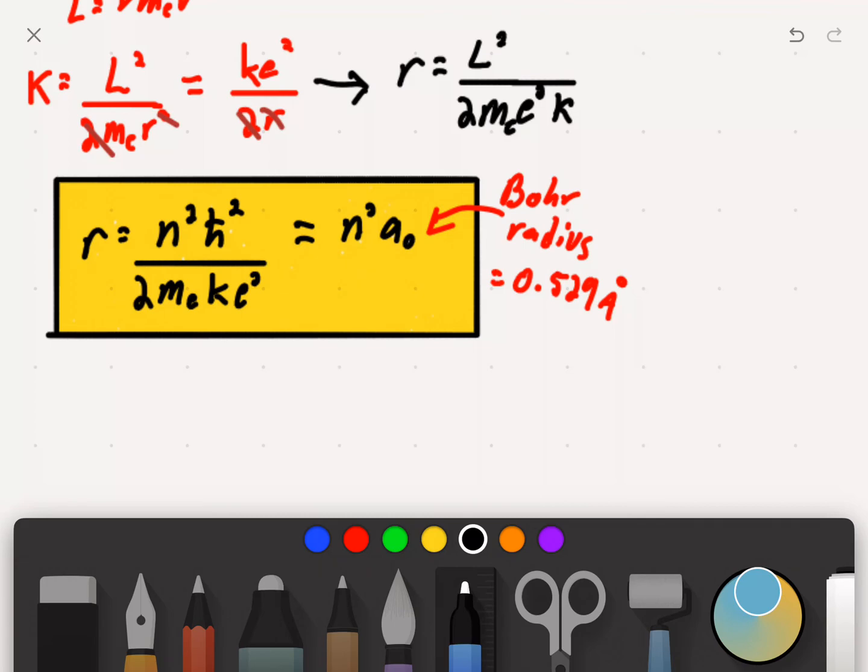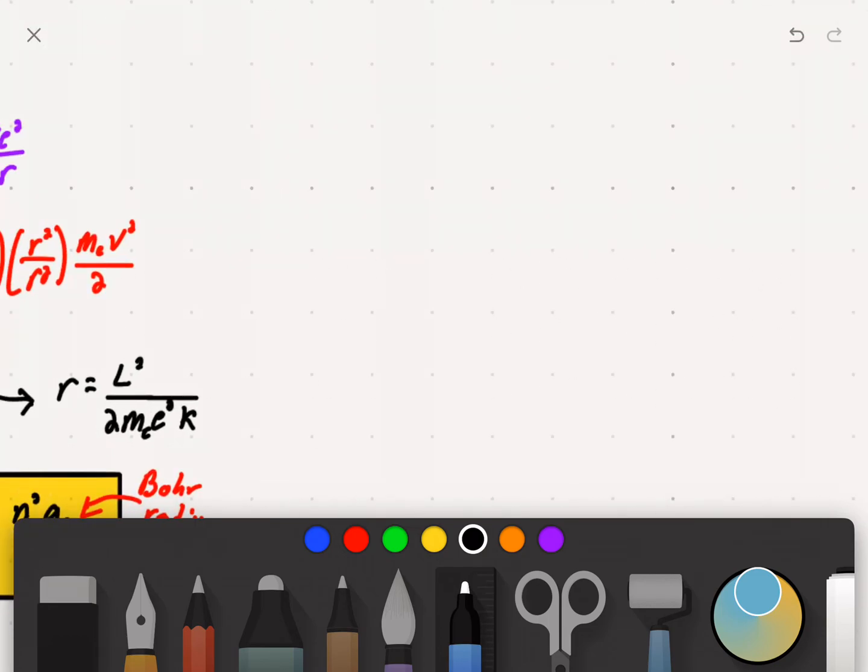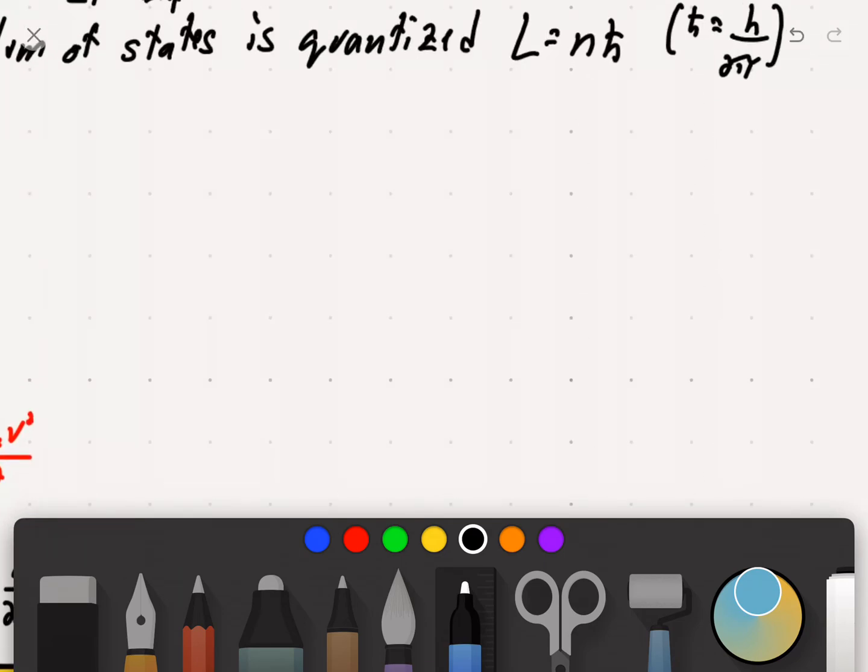Well, we take the other things that Bohr told us, and we can plug in to get some other useful information out of this. So let's plug this back into our expression for the total energy. Remember, we came up with an expression earlier of the total energy. The energy is going to be equal to minus ke squared over 2r, right?